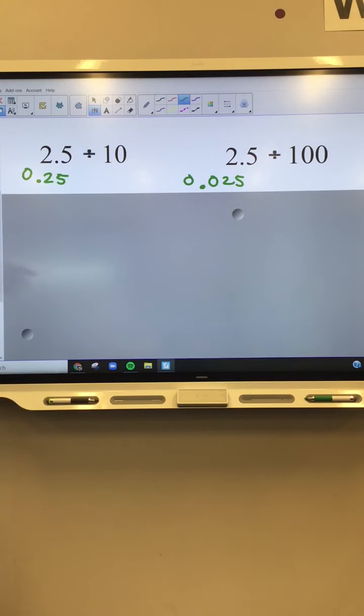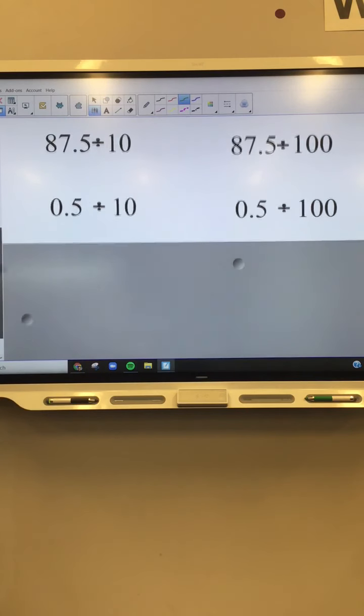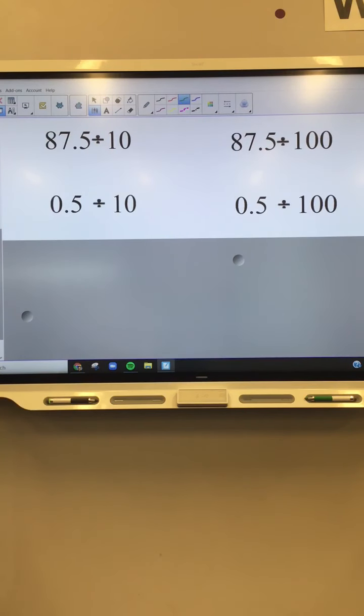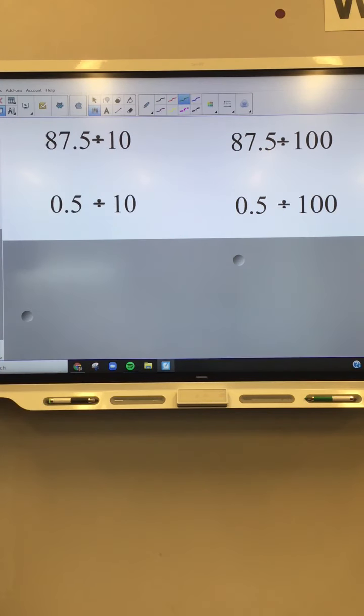Make sense? All right, I'm going to give you a couple then. Write this down on your piece of paper, please. And I don't want you to write anything out unless you really feel like you have to. But just in your head, write down the answer to this. What's 87.5 divided by 10? 87.5 divided by 100. Just write out the answer to those 4, and then stand up when you're done.